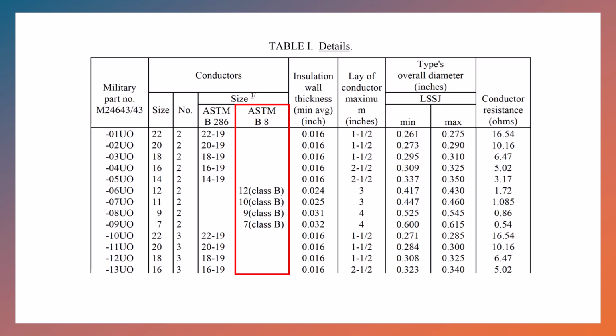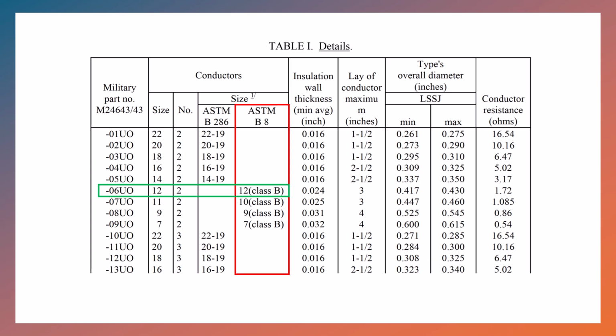In this case, the table lists the wire gauge, followed by Class B, rather than a strand count. For example, a MIL-DTL-24643/43-060 cable uses 12 AWG conductors with Class B stranding, which has a fixed, standardized construction, typically 19 strands for 12 AWG.